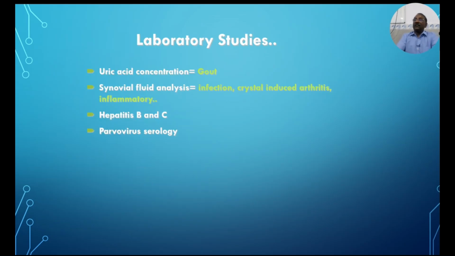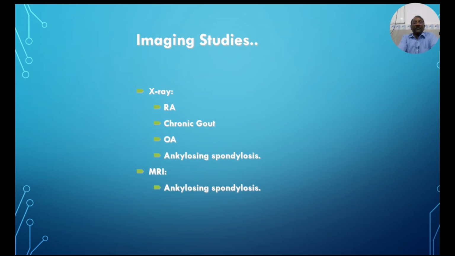So uric acid concentration. Sometimes, when the uric acid is more than 8 or 9 or 10, people keep on writing allopurinol and febuxostat. Okay, not needed. With a dietary approach and a reduced non-vegetarian diet, you can also reduce the uric acid levels. So don't treat the investigations, treat the patient. So 360 degrees. Synovial fluid analysis here, Hep B, Hep C, etc.